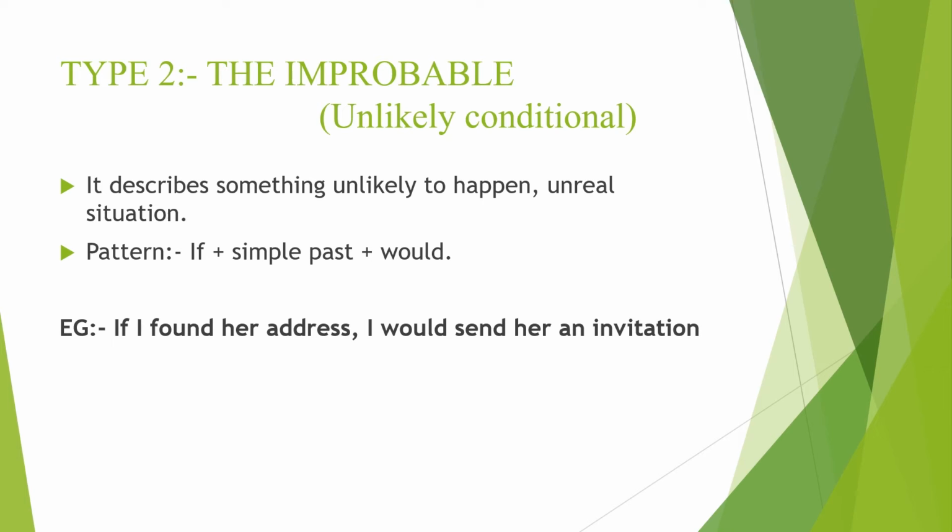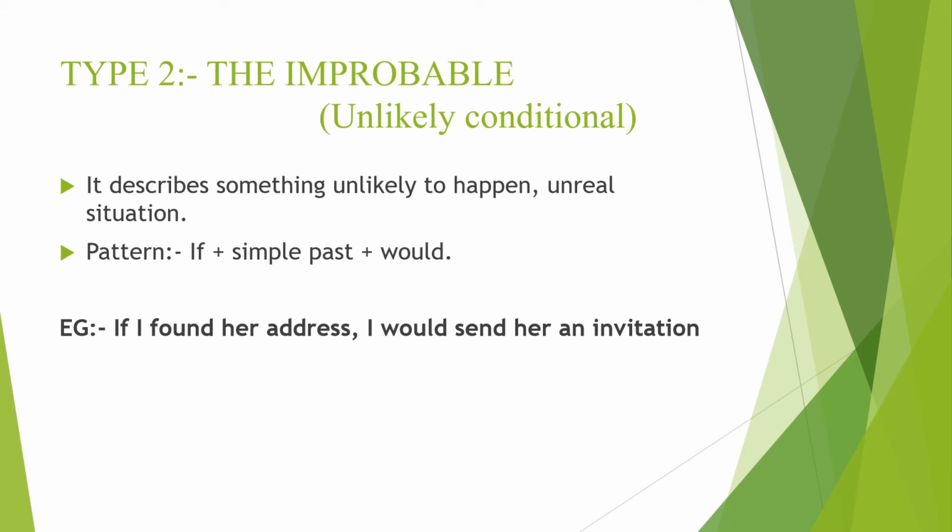Moving on to the next type, that is the improbable or unlikely condition. It describes something unlikely to happen, or an unreal situation. In this type of conditional, what is happening? Something that is not likely to happen. In type 1, we studied the likely conditionals, that things might happen, and in type 2, the improbable condition, things might not happen. The example will make it clear.